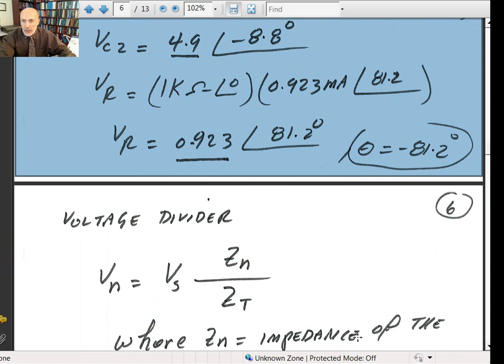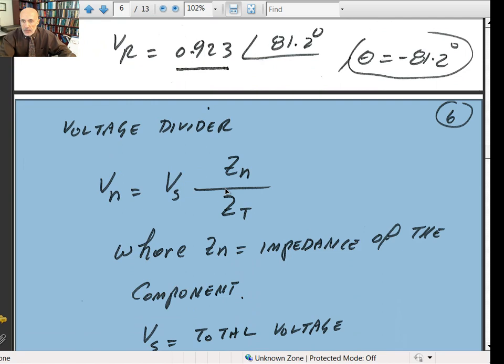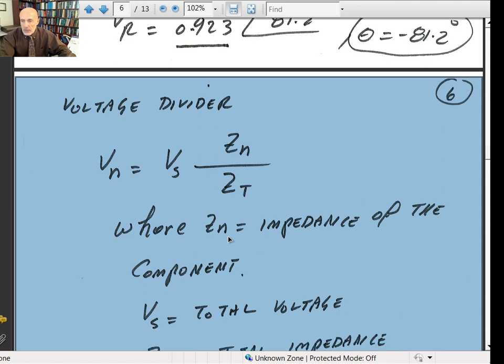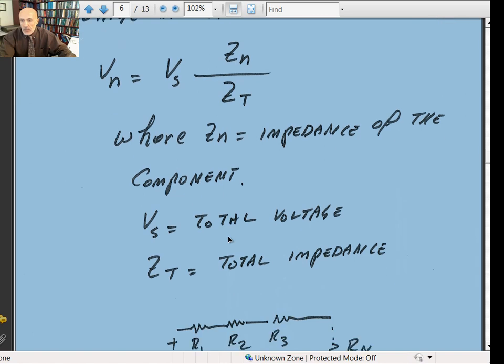Now, again, once you put everything into phasors, then you can use the voltage divider rule that we used back in DC. The voltage across any component in the frequency domain would be equal to the input voltage times the impedance of that component divided by the total impedance. We did the same thing: the voltage across Rn is equal to the input voltage times Rn divided by R total. So we're not doing anything different, except everything has to be done in complex form to make sure we take out the phase angle.